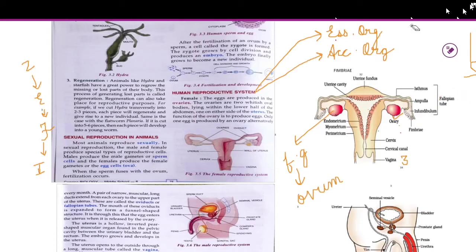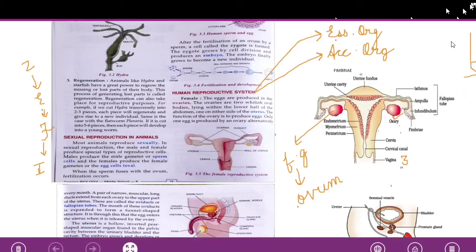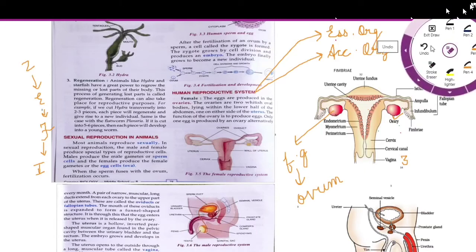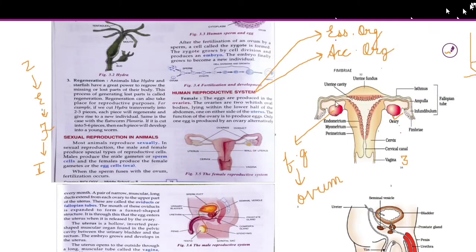Now children, next accessory part is what? Next accessory part is the fallopian tube. You can see in the diagram, children, on both the sides there is a pair of fallopian tubes. Okay, one on the left and the other on the right. Let us see the details of each fallopian tube. Each fallopian tube is what, children?